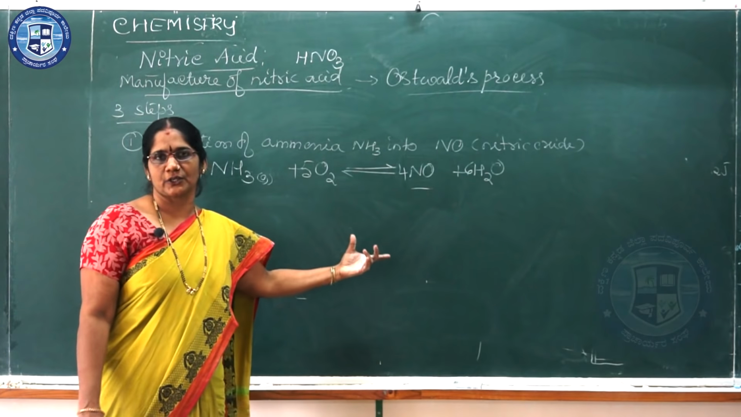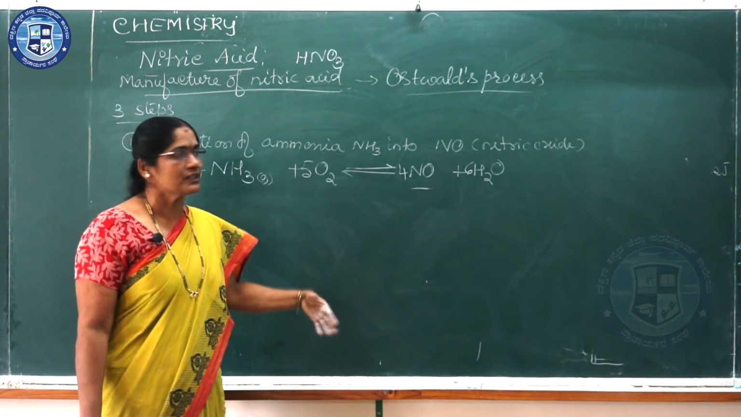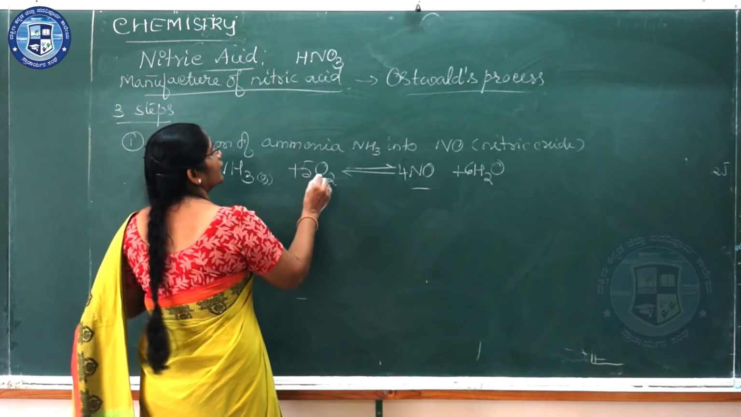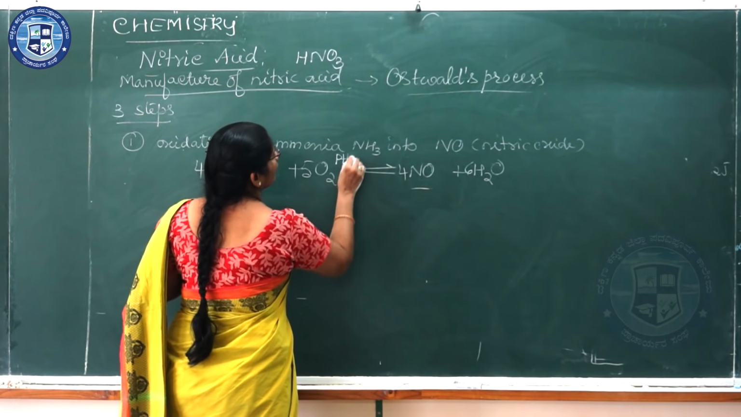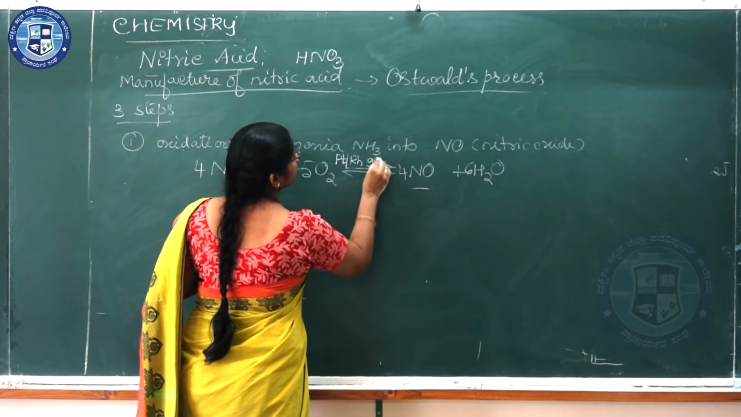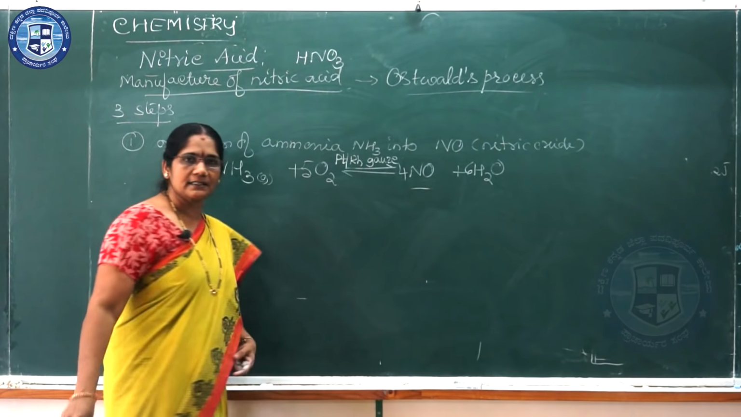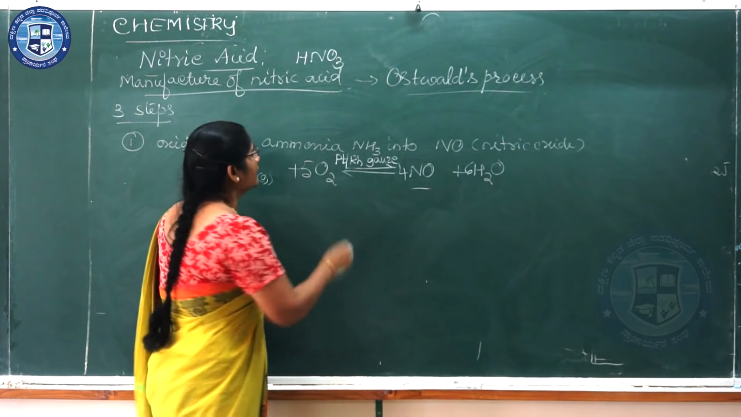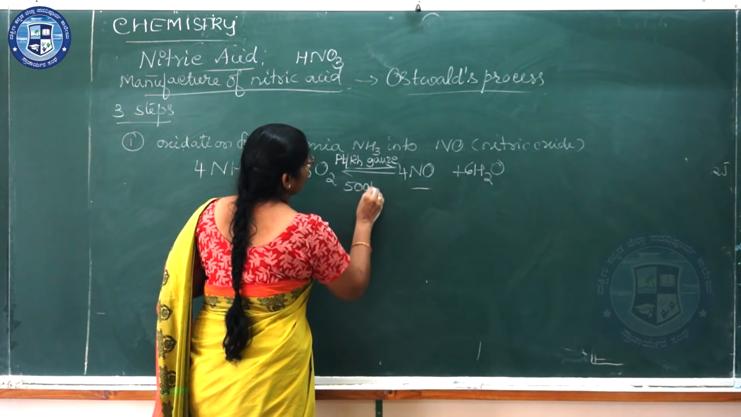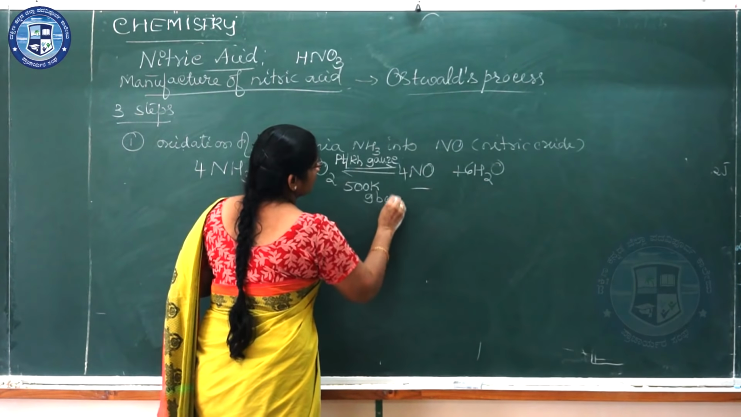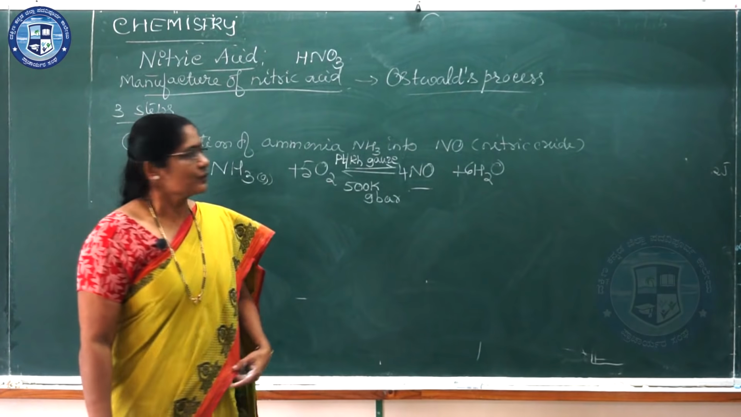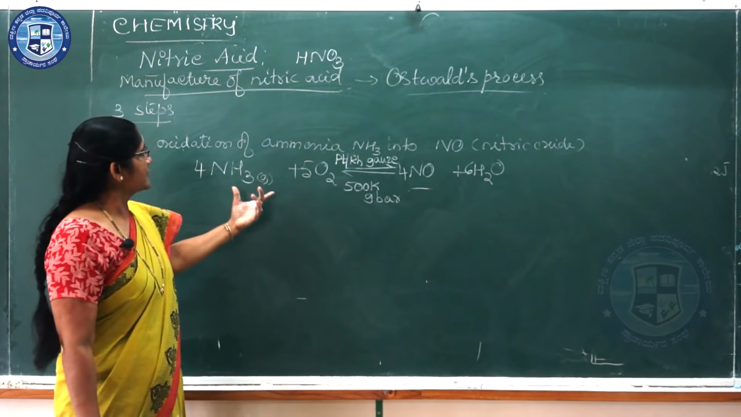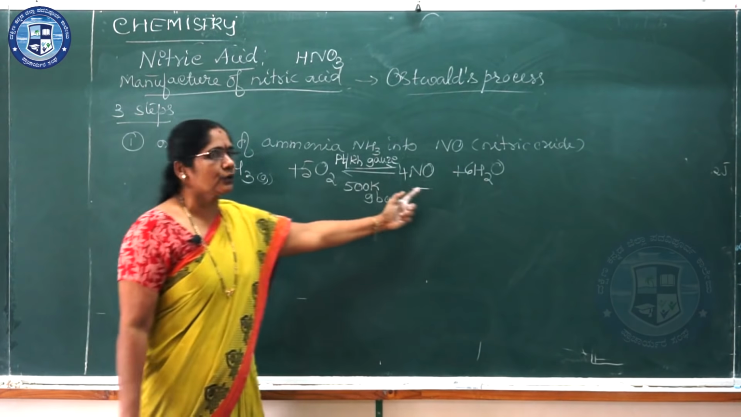And in this reaction also we have to have such conditions which give you maximum amount of nitric oxide. That is, we use platinum rhodium gauze as catalyst. Platinum and rhodium are made into gauze, like wire gauze, and around 500 Kelvin temperature is used and 9 bar is the pressure. So under these conditions maximum amount of nitric oxide can be produced. So the first step is oxidation of ammonia into nitric oxide.